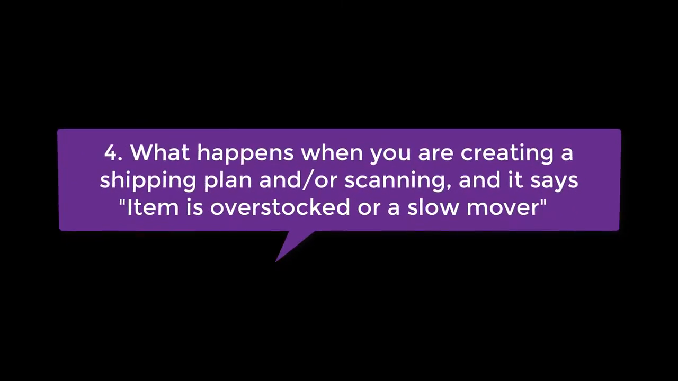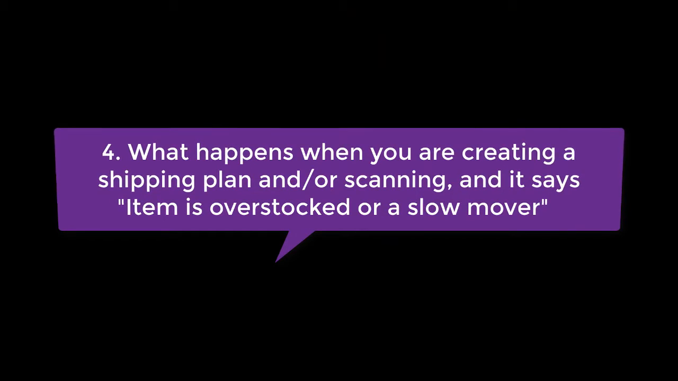Alright, so question number 4. What happens when you are creating a shipping plan and or scanning and it says item is overstocked or a slow mover? What should you do? Alright, so Amazon has been putting this message on some products that don't move fast or it's overstocked. They are giving you a notification saying that this item might not sell or it's moving slower than other products.